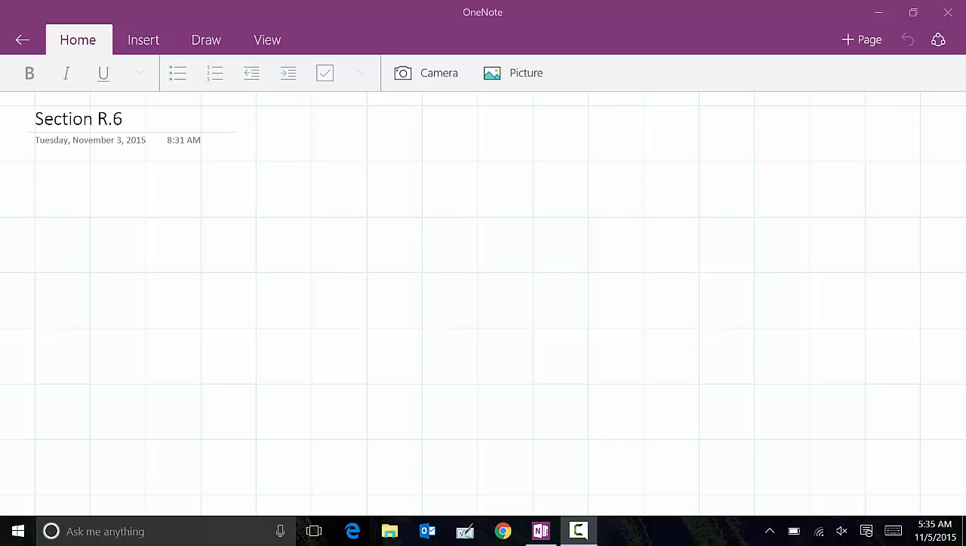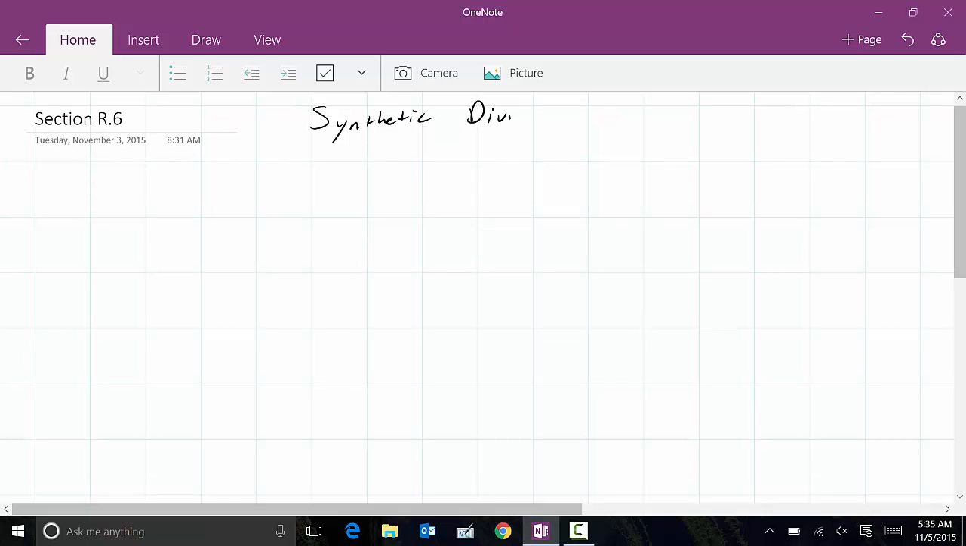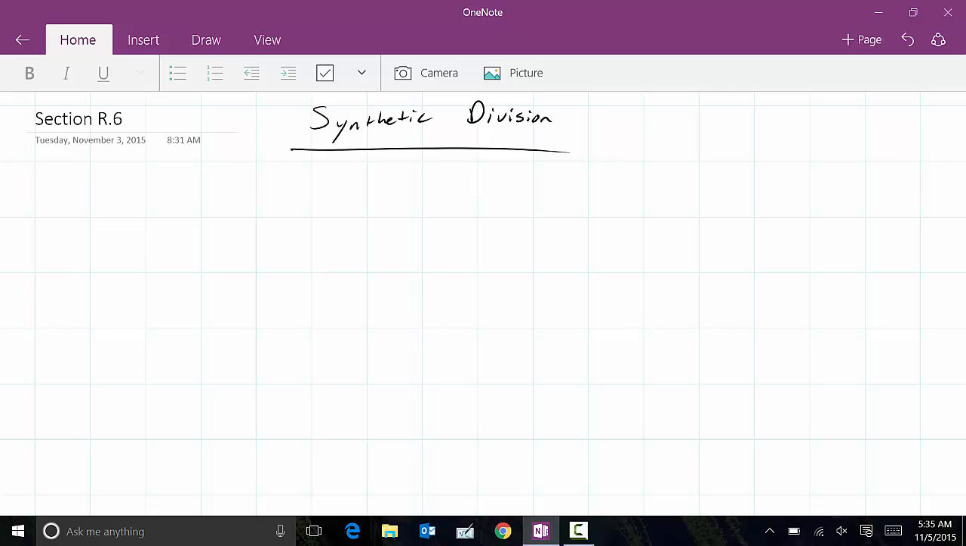Okay, this is section R.6, which is about synthetic division. Now, I made a video about R.4, which is long division, and synthetic division is pretty much the same process. The only difference is you can only do synthetic division when you're dividing by a linear function. So when there's a linear divisor, then you can do it. So let me show you an example.